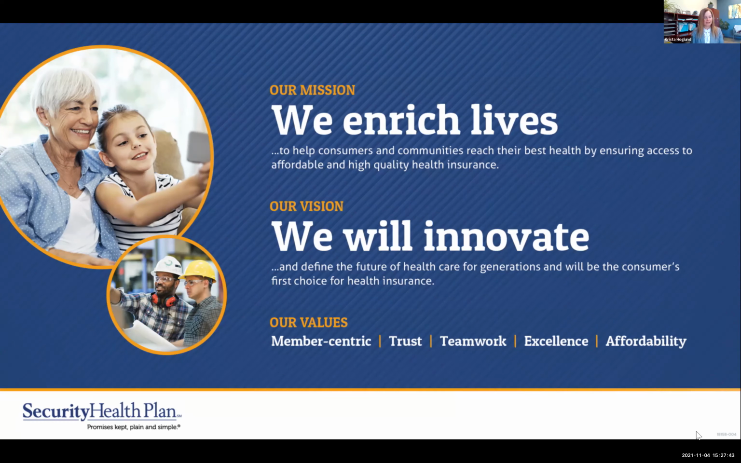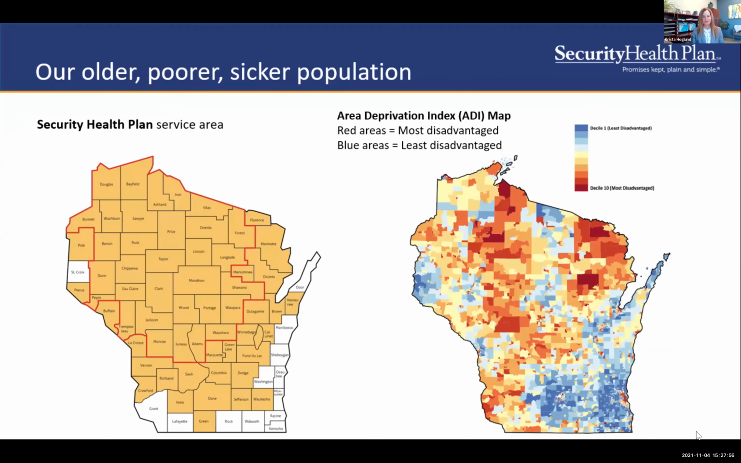So if we want to go to the next slide, I think this helps highlight why it's really, really important to us in particular. So we've got some maps on the next slide. Are we frozen? Oh, there we go. Okay. So the map on the left shows our Security Health Plan service area. So all of that orange is covered by us as an insurer. But the red outlined area is our core service area. So that's where we have the majority of our members, and it's also where we significantly overlap with our provider system.